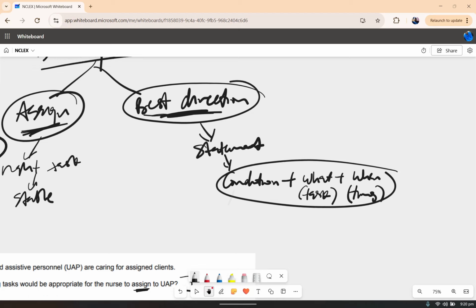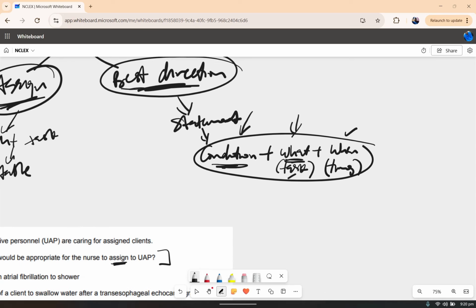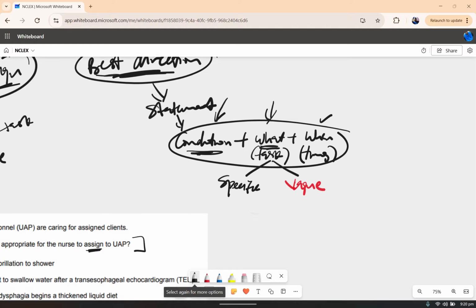Now, the most important thing about best direction is that every one of those statements must have the condition and the what. Sometimes it might have the when, sometimes it might not have the when, but the most important thing is that it has the condition and it has the what. Now, the task should be specific and not vague.